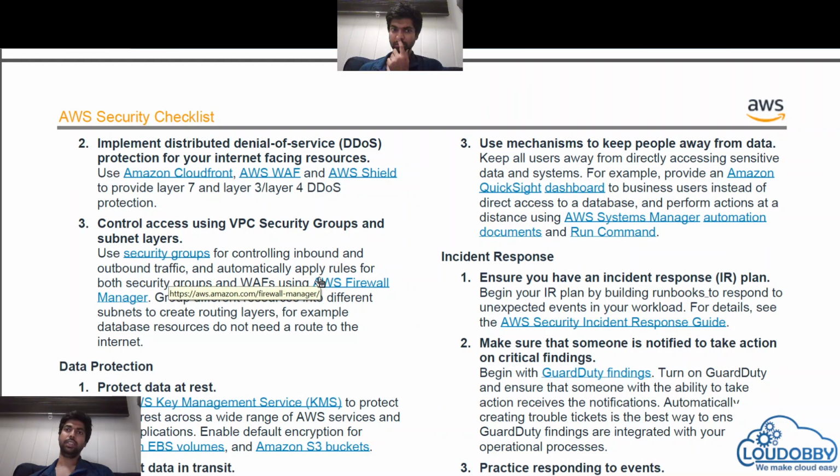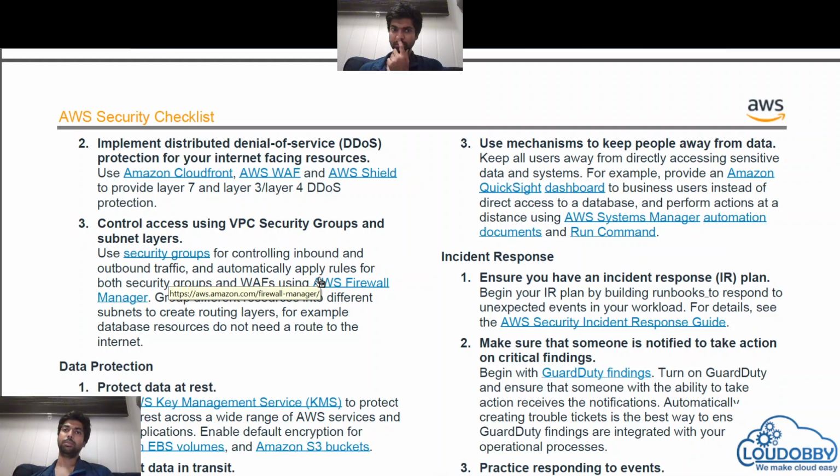And then the third point in data protection is to use mechanisms to keep people away from data. This is very important. We need to keep people away from the data, and not everyone should access your sensitive data directly from the system. So use an AWS QuickSight dashboard for business users instead of giving them direct access to AWS to perform actions. Business users who are non-technical can query from QuickSight and get the details from the database. They want to see the name of the person, so they won't have actual access to the database. They will have access to QuickSight, where they can query it from that place.